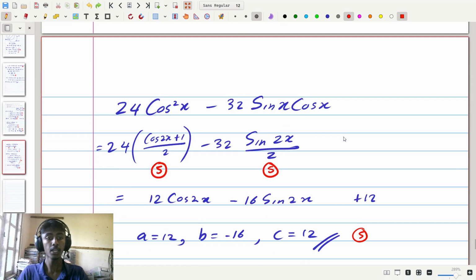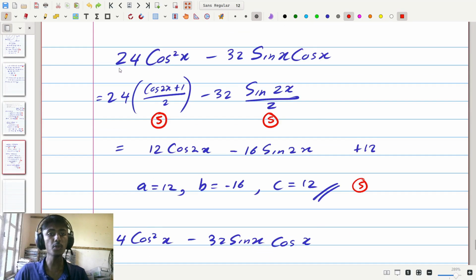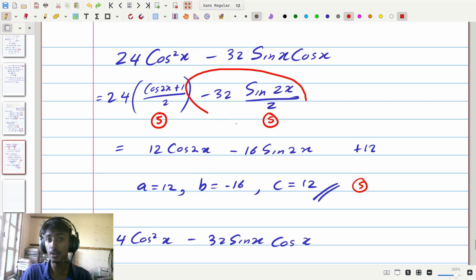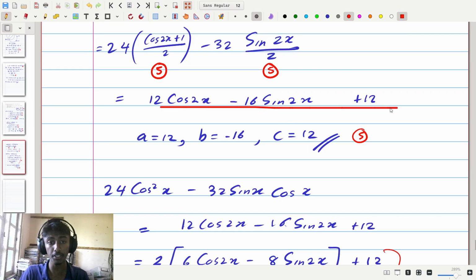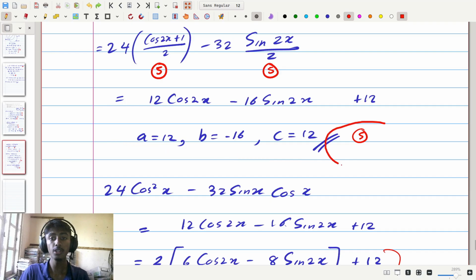Now after this, for the second part of the question, when you take this expression and substitute in this identity for cosine squared of x as cosine of 2x plus 1 divided by 2, you get 5 marks. And similarly, when you substitute the identity for sine of x times cosine of x as sine of 2x divided by 2, you get another 5 marks for that. Now after this, when you simplify and get this expression, when you use that to find the values of a, b and c as follows, you get 5 marks.